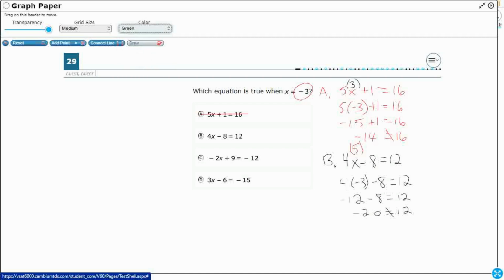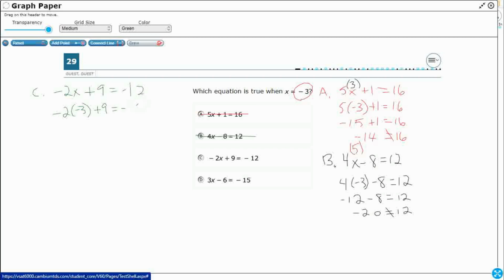All right, let's check C. I've got C as -2x plus 9 equals -12. At least one side of the equation is going to end up negative. That might help. Okay, so let's do our -3. So -2 times -3. Oh, but look what's going to happen there.